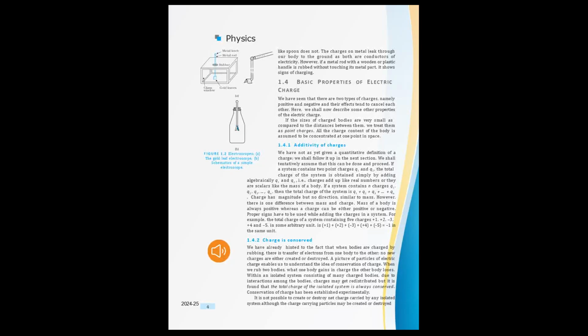A picture of particles of electric charge enables us to understand the idea of conservation of charge. When we rub two bodies, what one body gains in charge, the other body loses. Within an isolated system consisting of many charged bodies, due to interactions among the bodies, charges may get redistributed, but it is found that the total charge of the isolated system is always conserved. Conservation of charge has been established experimentally. It is not possible to create or destroy a charge carried by any isolated system, although the charge-carrying particles may be created or destroyed in a process.